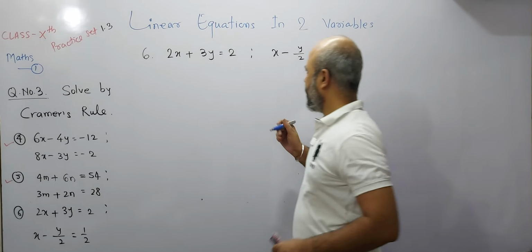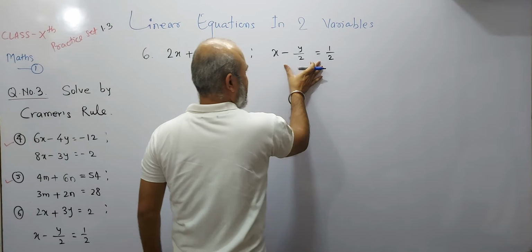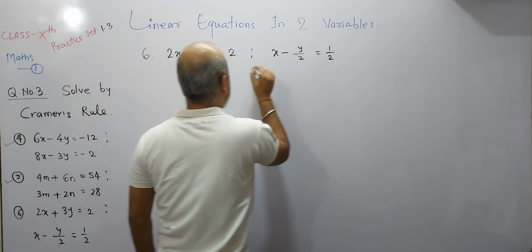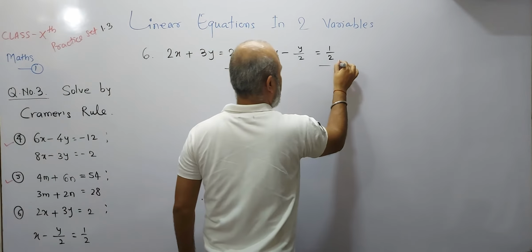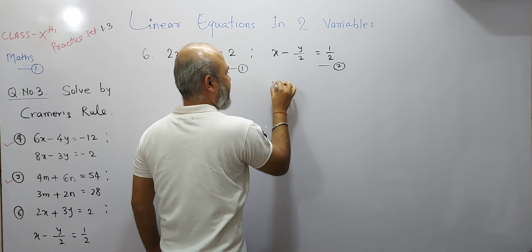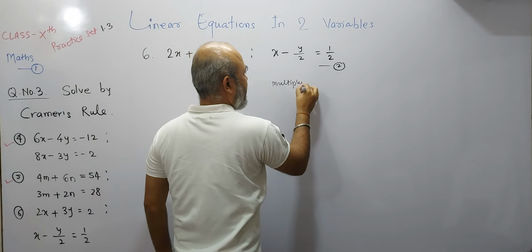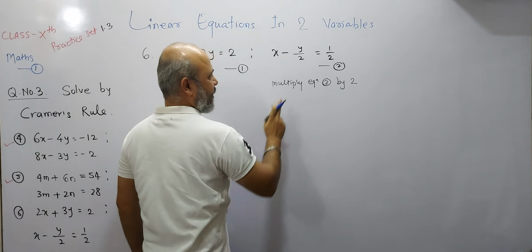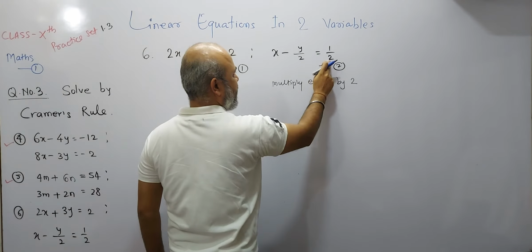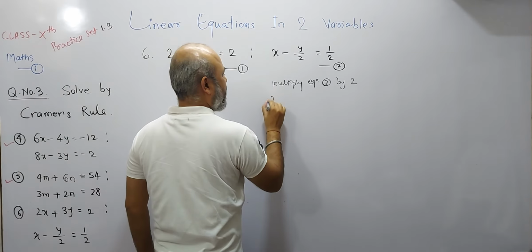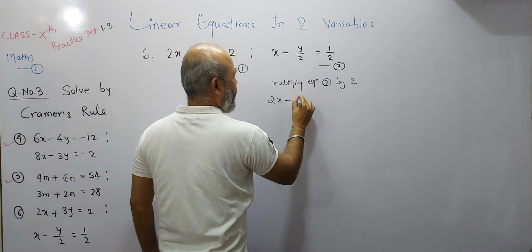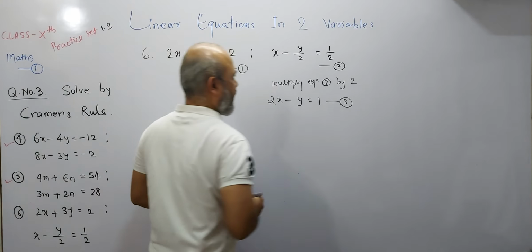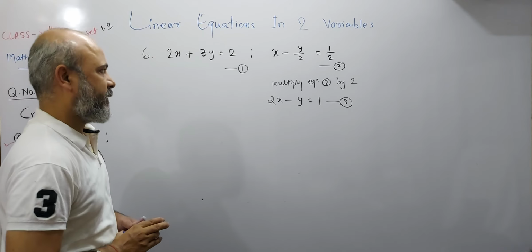ओके स्टूडेंट, ये इक्वेशन को थोड़ा सॉल्व करके हम लोग वी आर गोइंग टू मल्टीप्लाई होल इक्वेशन बाय 2. सो फॉर एग्जांपल दिस इक्वेशन 1 and this is equation 2. So multiply equation 2 by 2. So when you will multiply equation 2 by 2, what will happen? This 2 and this 2 will cancel out. You will get 2x minus y is equal to 1. This will be equation number 3. And now we will solve this by Cramer's rule.